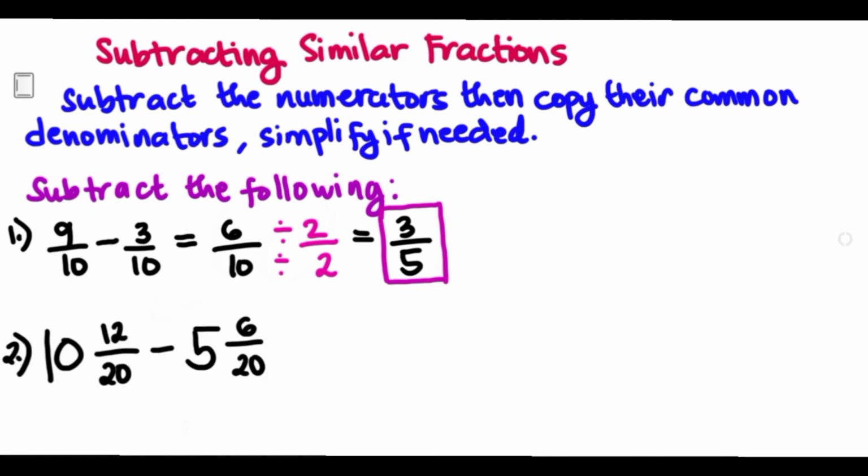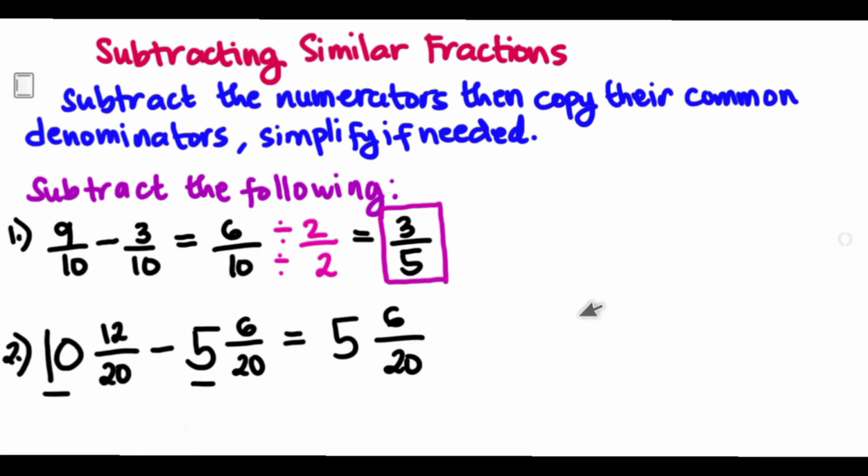Okay, let's have example number 2, mixed number naman. 10 and 12 over 20 minus 5 and 6 over 20. So, yung whole number muna ang i-minus natin. So, 10 minus 5 is 5. And then, 12 minus 6, yung numerators. 12 minus 6 is 6 over yung 20, kopyahin natin.